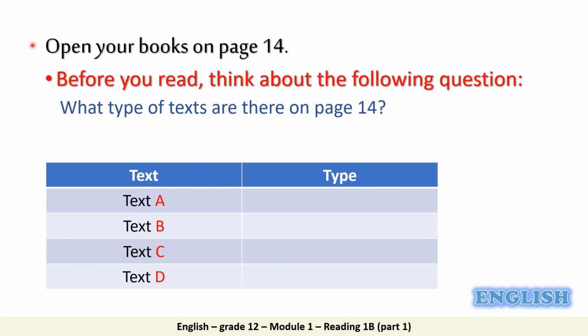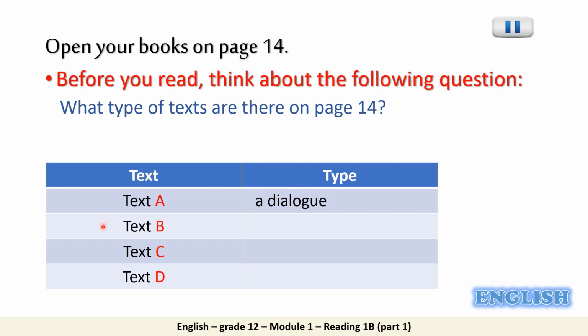Now I want you to open your books, page 14. Have a quick look at the 4 texts and decide on the type of each. Please pause the video now to answer. Well, what type of text is text A? We've got 2 persons talking to one another. So, text A is excellent. It is a dialogue.